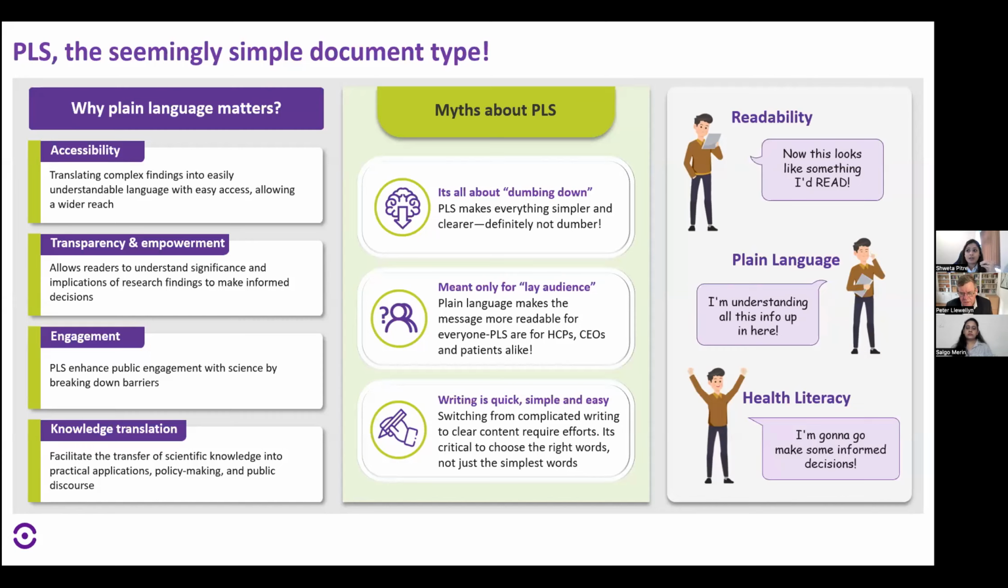It is only meant for lay audience. No, it is not meant for lay audience. It is meant for everybody who wants to read it. It's meant for healthcare professionals, policymakers, CEOs, and patients alike. Everybody can use it. And another very important thing: it is very simple.